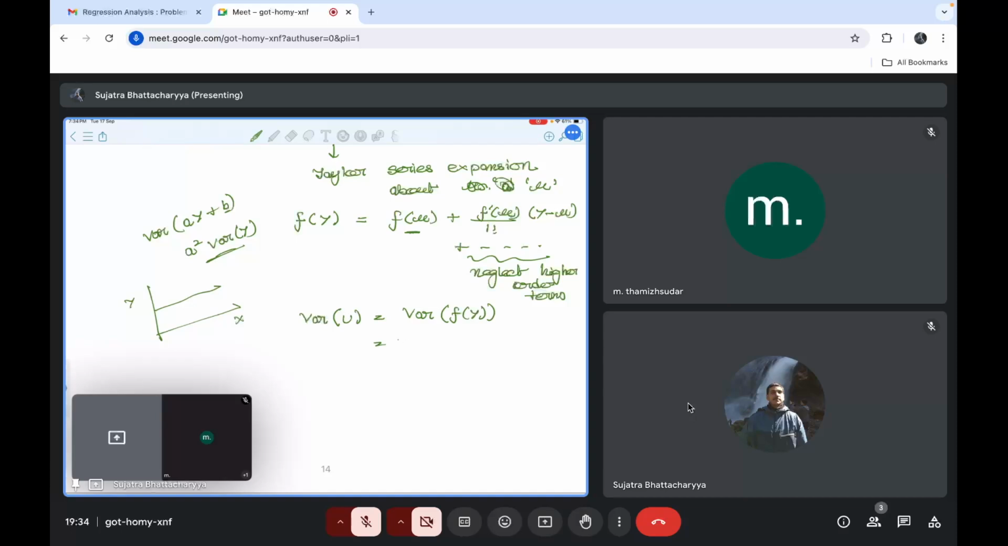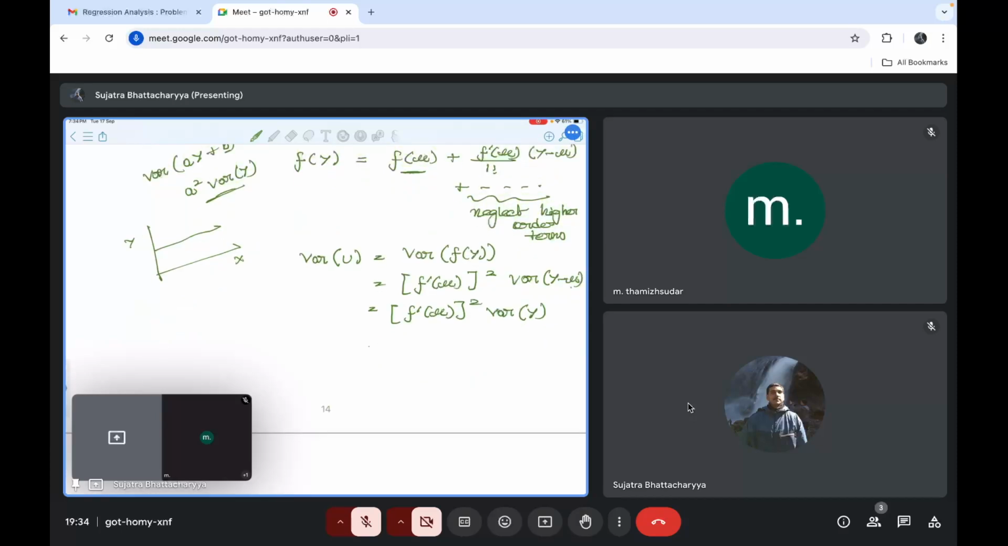So this is a constant quantity. Therefore, this will be 0. And this will be a square of that. f dash mu square into variance of, again, y minus mu. So f dash mu whole square as it is, variance of y minus mu. Mu is a constant, so it will be variance of y. Okay. Now this is f dash mu whole square.